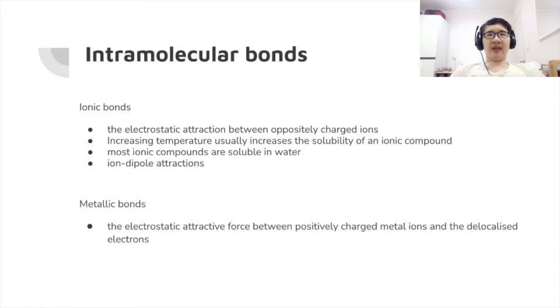Ionic bond is the electrostatic attraction between oppositely charged ions. Increasing temperature usually increases the solubility of an ionic compound. Despite some exceptions, most ionic compounds are soluble in water. Metallic bonds are the electrostatic attractive force between positively charged metal ions and the delocalized electrons.